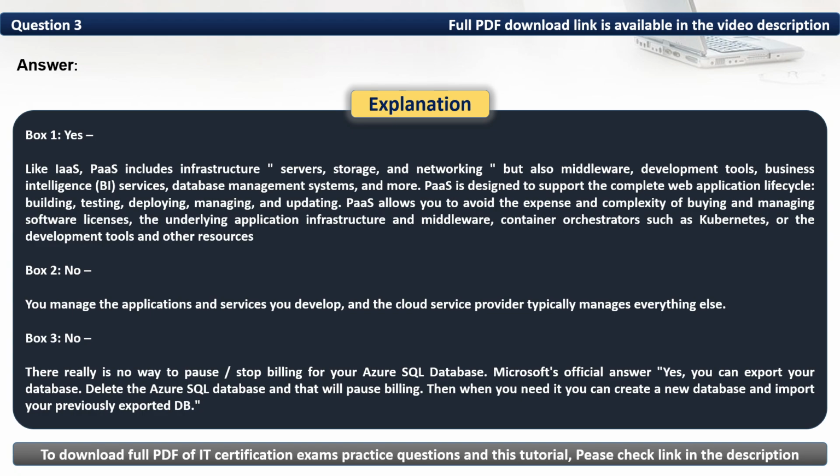About the options, box 1. Like IaaS, PaaS includes infrastructure but also middleware, development tools, BI services, database management systems, and more. PaaS is designed to support the complete web application lifecycle, that is, building, testing, deploying, managing, and updating.